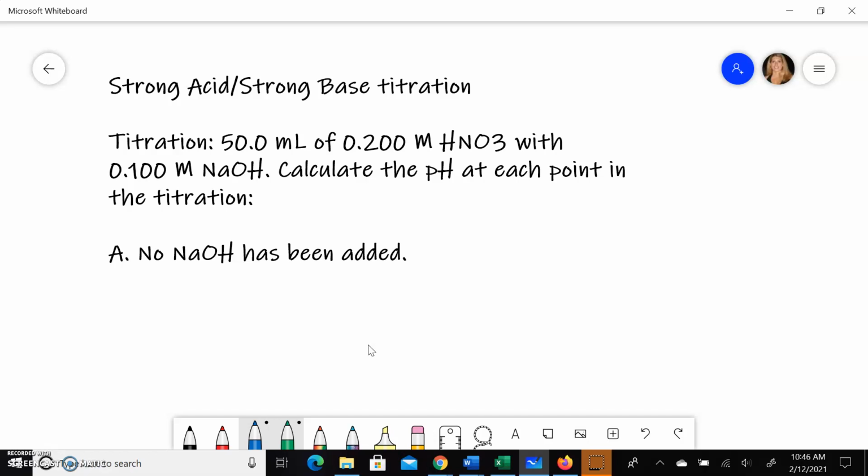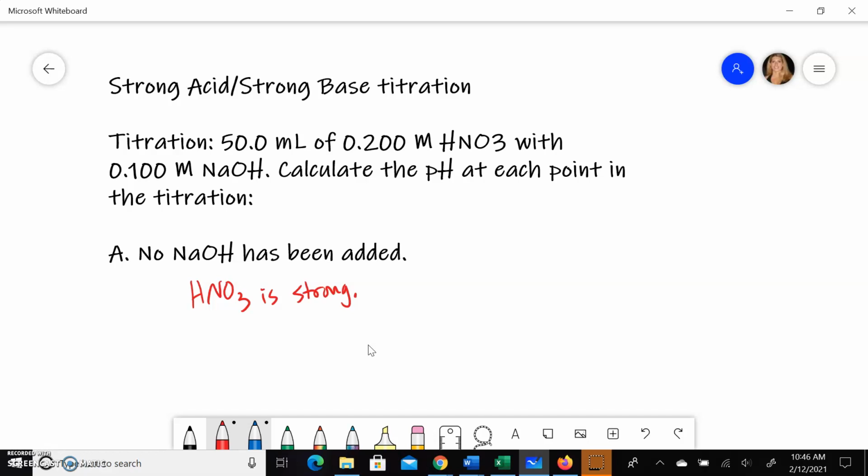And the first point is when you have not added any sodium hydroxide yet. So all we have at this point is the acid. HNO3 is strong, so we can assume 100% dissociation. So you do not do an ICE problem, you don't do Ka or any of that if it's a strong acid, because we know that it's complete dissociation.